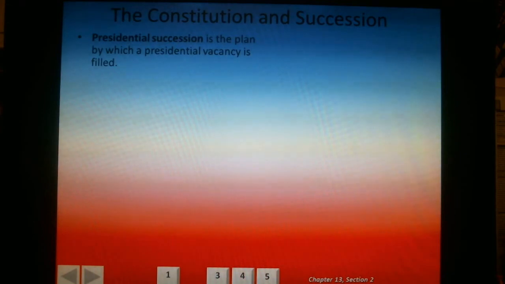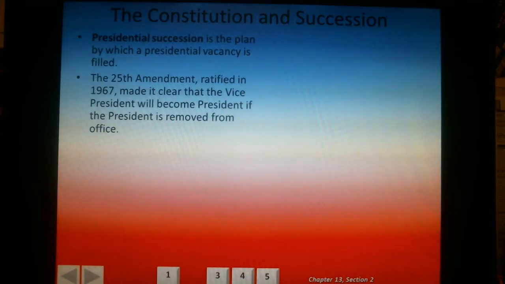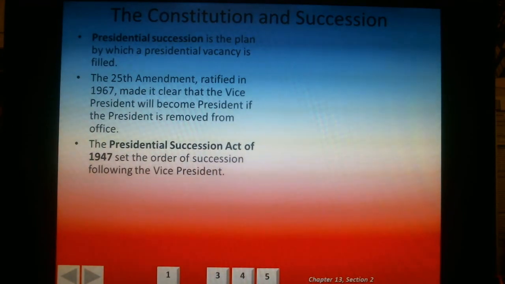Okay, the last thing we're going to talk about today is what about succession to the presidency. Well, the 25th Amendment deals with this. It was ratified in 1967. It made it clear that the vice president will become president if the president is removed from office. The Presidential Succession Act was created in 1947. Now, this was before the 25th Amendment. What it did is it set forward an order of succession following the vice president.